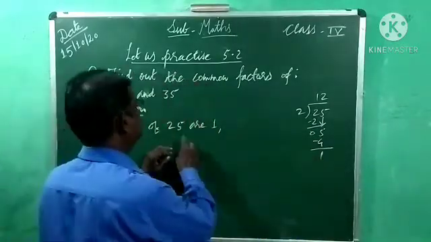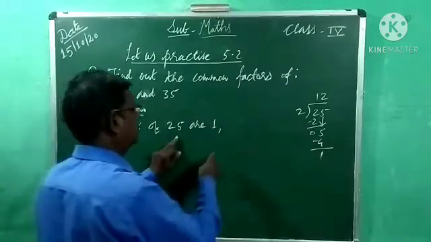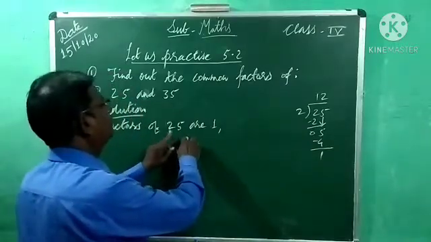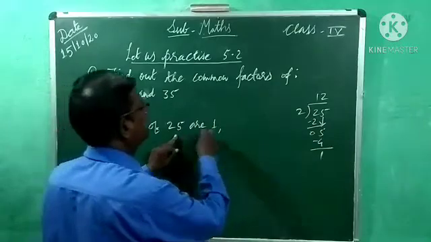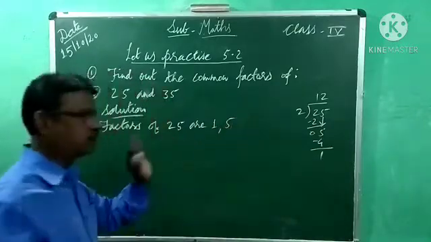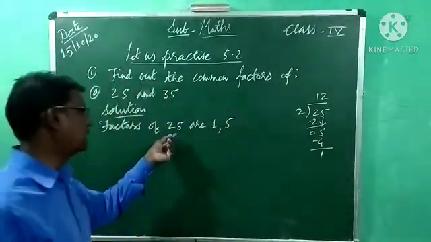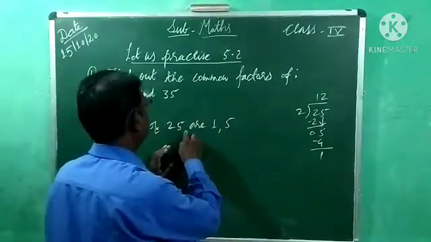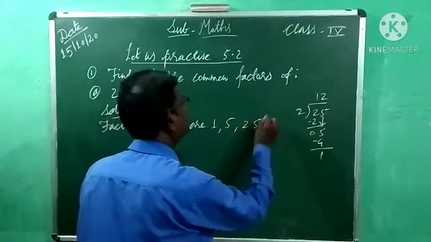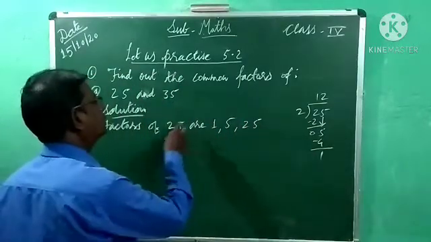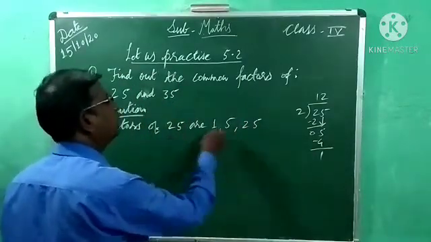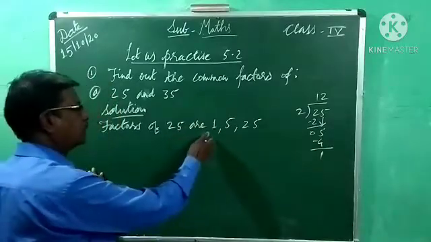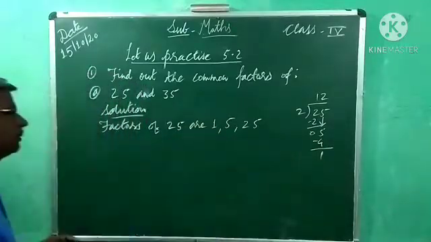3 table getting 25? Not. 3 also not, 4 also not. But after 4, which number? 5. 5 fives are 25, okay, 5 we got. And 6, 7, 8, 9, 10, 11, 12, not possible, up to 20 not possible. 21, 22, 23, 24 no, 25 we are getting directly here: 25 ones are 25. 1 into 25 is 25, 5 into 5 is 25. So 1, 5 and 25 are the three factors of 25.